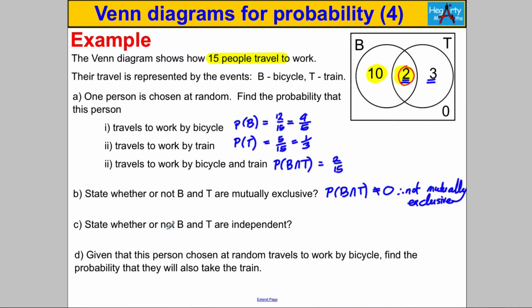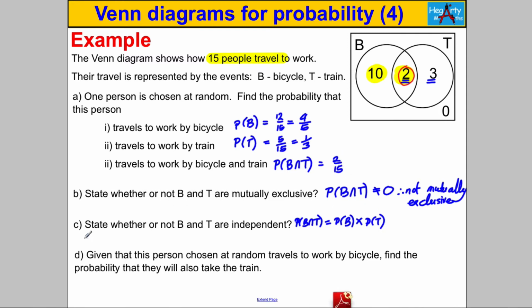Are they independent? Well, let's think about this. For them to be independent, we know that the probability of B and T must be equal to the probability of B multiplied by the probability of T. So let's check what the probability of B multiplied by the probability of T is, and let's see if it's equal to 2 out of 15.